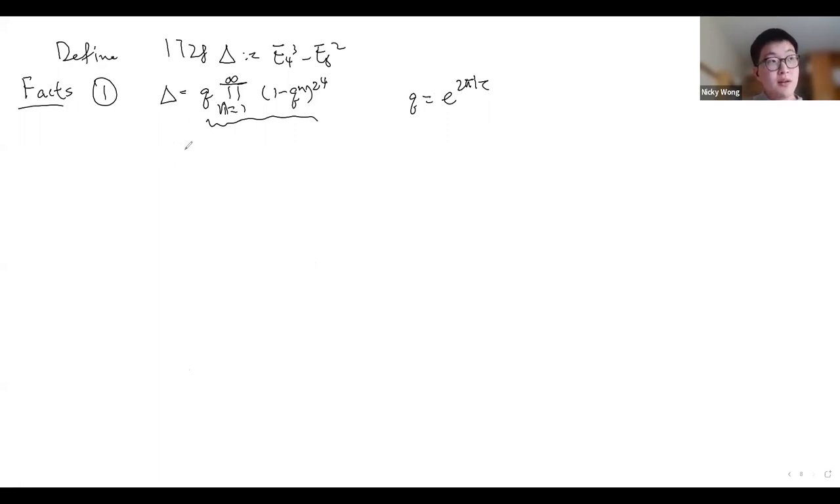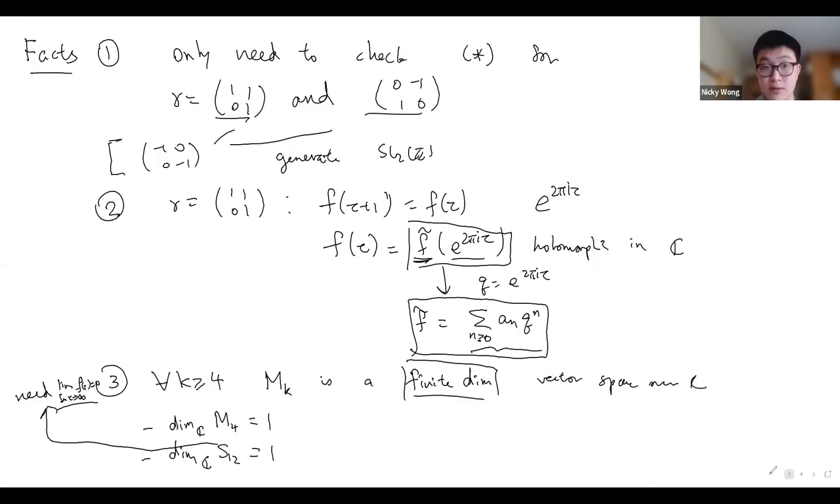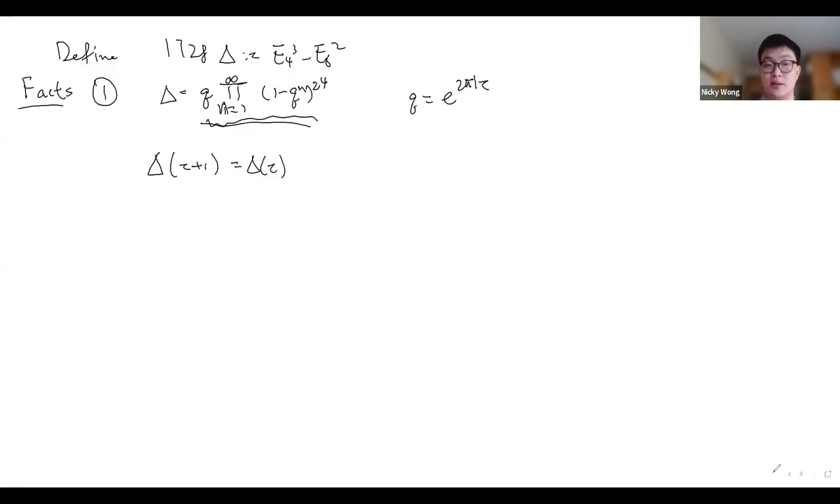So to show that this has weight 12, we basically have to show two things. The first fact, I think, we only need to show on the generators, 1 1 0 1 and 1 minus 1 1 0. And the thing about putting this in Q expansion is it automatically has period 1, because Q has period 1. That's good. The second thing we need to show is this.